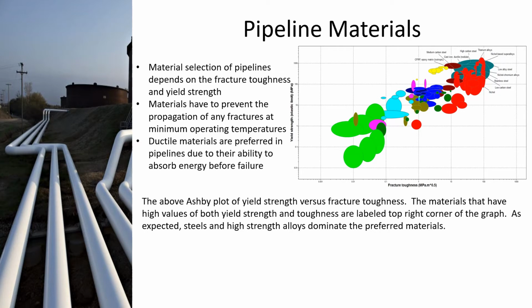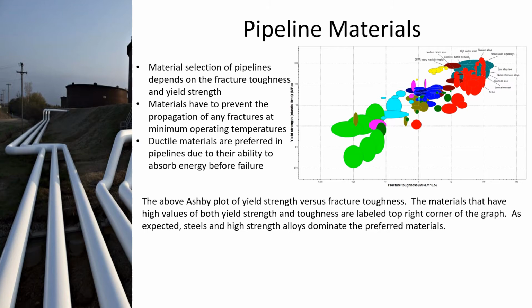With ductile materials, the critical flaw sizes are much larger than with brittle materials, and it's much easier to detect and repair the cracks before they reach an unstable propagation. Ductile materials are also generally easier to manufacture, which reduces costs. The big thing here is you're looking at a selection of the materials based on fracture toughness and yield strength. You want to have a large value of that. Again, the ductile materials are preferred due to their ability to absorb energy.